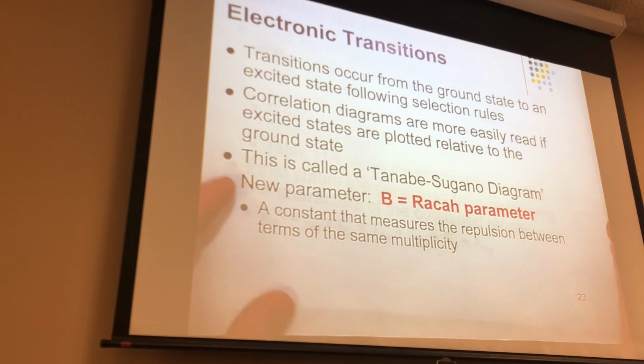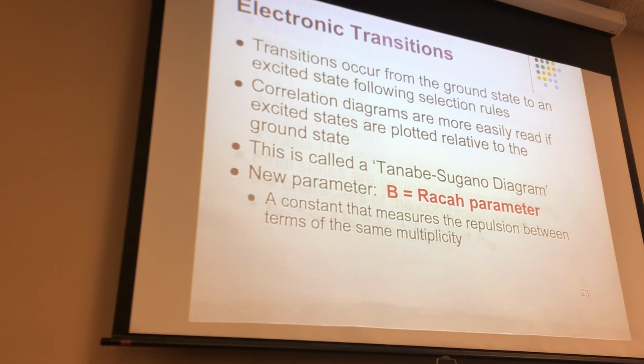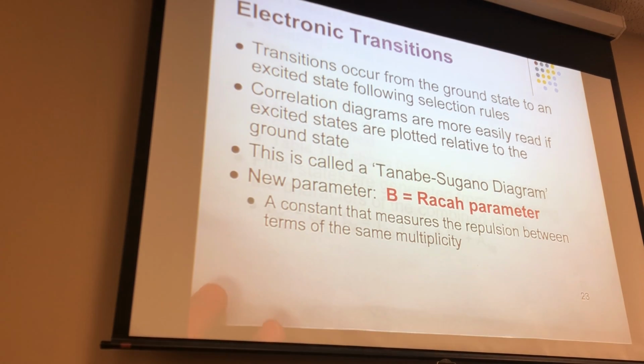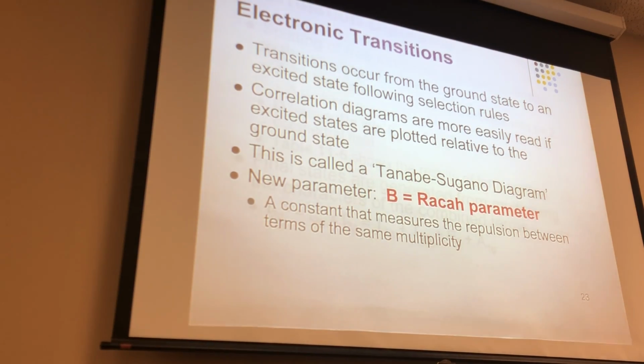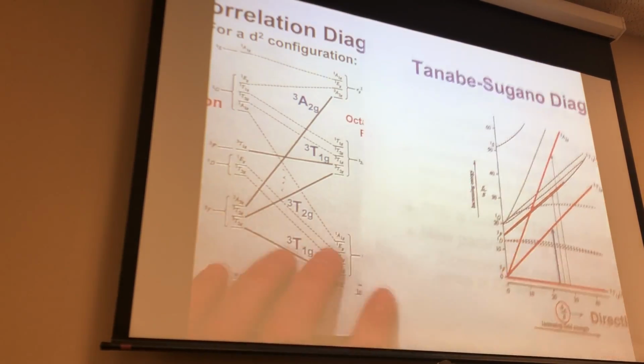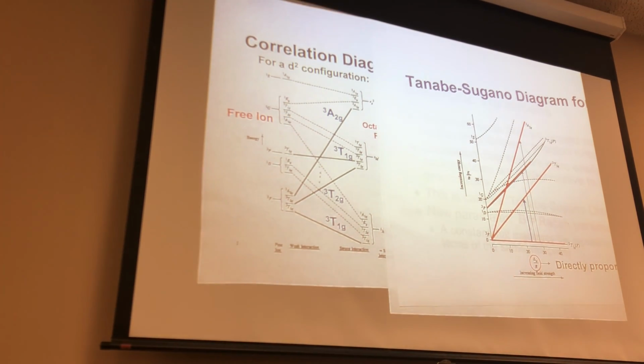Japanese researchers developed this method, and it's universal. One of these diagrams works for any complex under any field strength. But for that to work, we have to have a new variable, which is called the Racah parameter, and we'll talk about that in a little bit. So this is that same d2 configuration. If we look at these side by side, just see how these are connected.